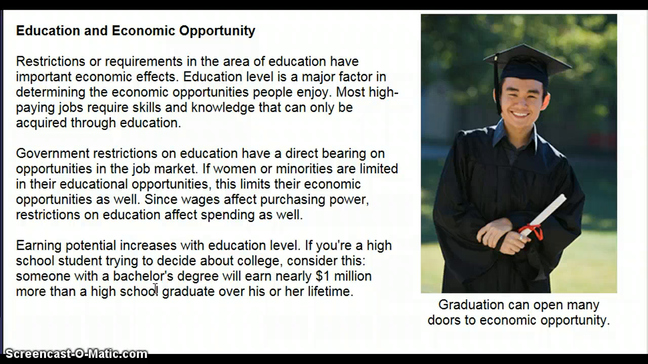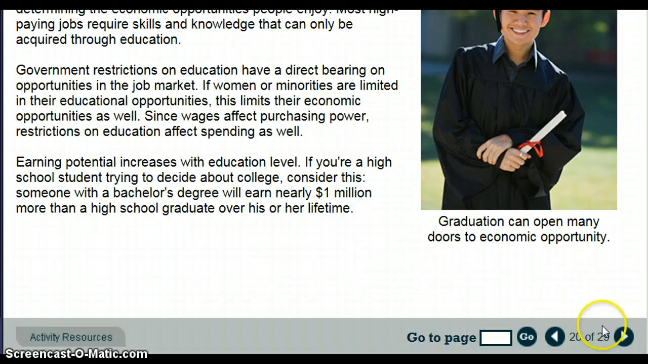Since wages affect purchasing power, restrictions on education affect spending as well. Earning potential increases with education level. If you're a high school student trying to decide about college, consider this. Someone with a bachelor's degree will earn nearly $1 million more than a high school graduate over the course of his or her lifetime.